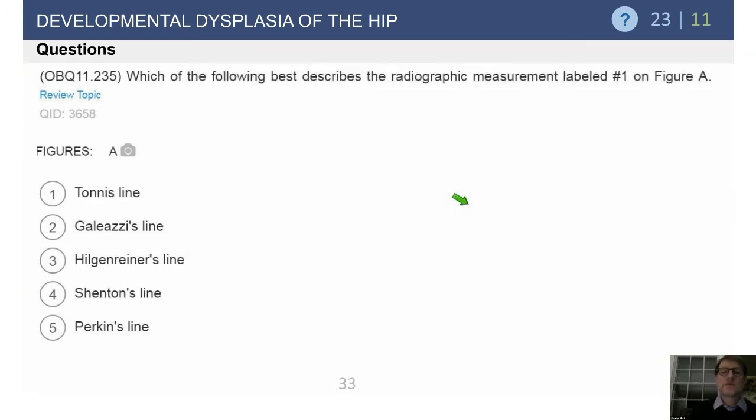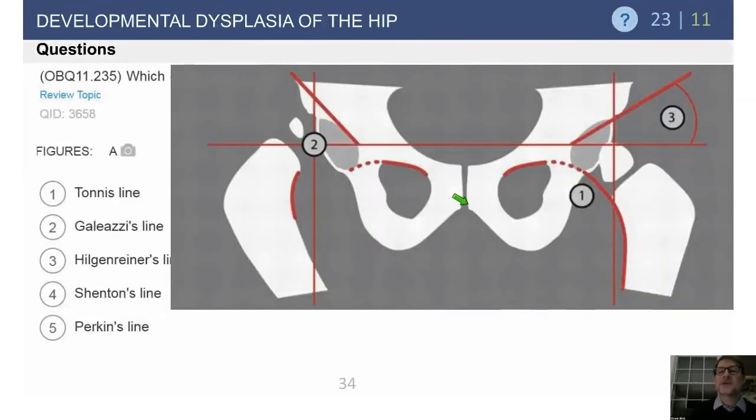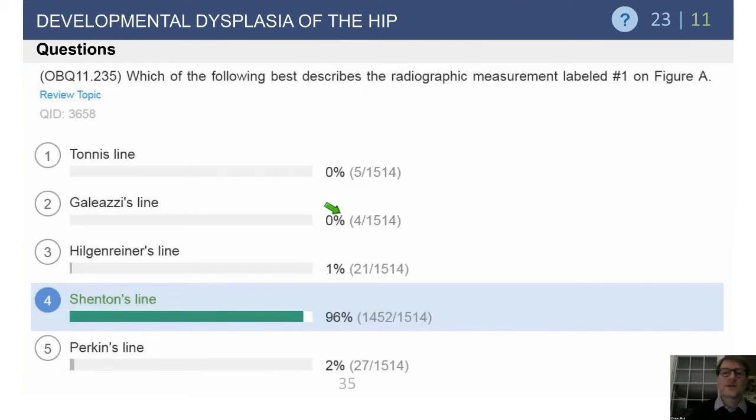So here's the x-ray. Which of the following best describes the measurement labeled number 1? If you look here, this is the medial femoral neck right here. And here is the inferior portion of this superior ramus. That should be a line that's fairly continuous, like an arch. If you look at this hip, it's broken. And that's called a break in Shenton's line. And most people get that.